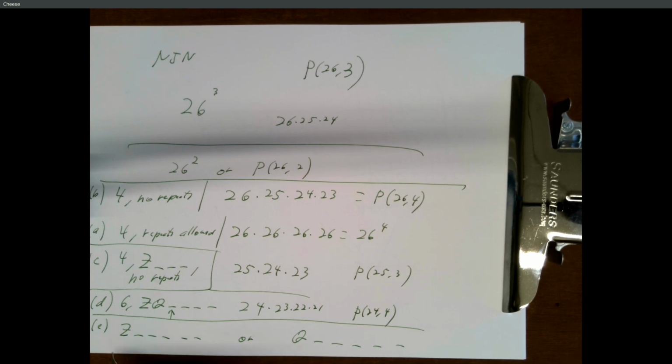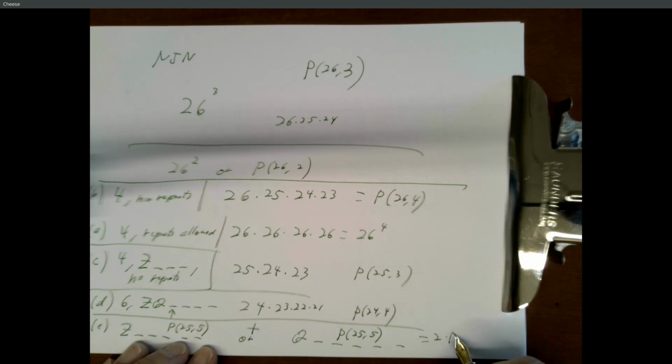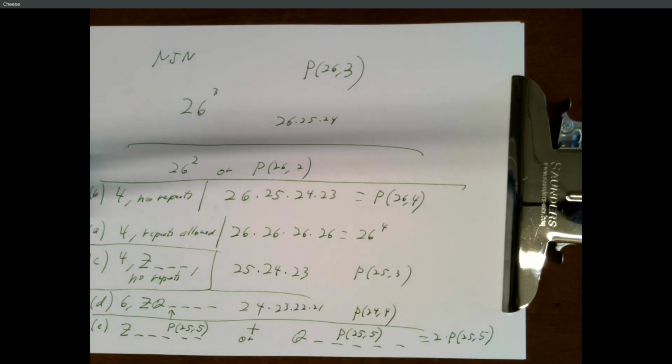Alright, well, a 6-character password starting with a Z, it's kind of like question C, right? How many ways can we fill these in? This is just 5 things chosen from 25. And if we start with a Q, this can be filled in however many ways. We can take 5 things from 25, paying attention to order, and so we add those together. And so this is 2 times 25 times 24 times 23 times 22 times 21.